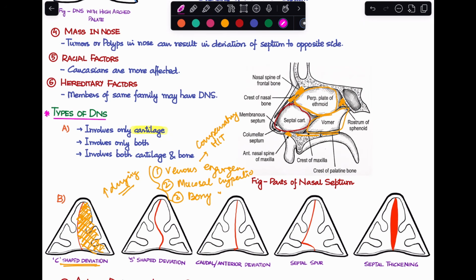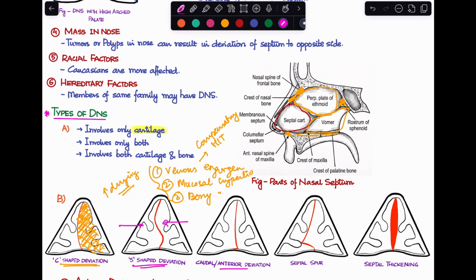Now next is we have the S-shaped deviation. If you look over here, this is what an S-shaped deviation looks like. This can either be in the vertical plane or it can be in the anteroposterior plane. And as you can imagine by looking at the image over here, this will cause a bilateral nasal obstruction because there is deviation happening on both the sides of the nasal cavity.